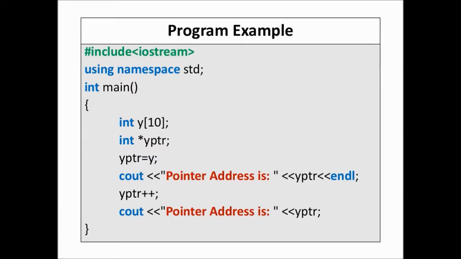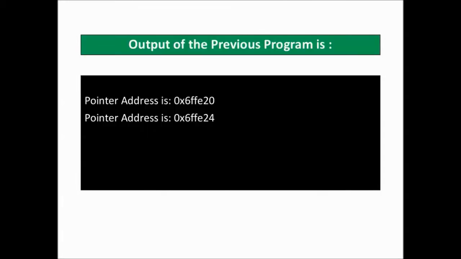Here is an example. In this example we declare an array y and a pointer *yptr, and we assign the base address of y to the pointer yptr. Then we use the cout object to get the address of the first element and the address of the second element while incrementing yptr plus plus. So the output looks like some hexadecimal values with an increment of 4 bytes in it.